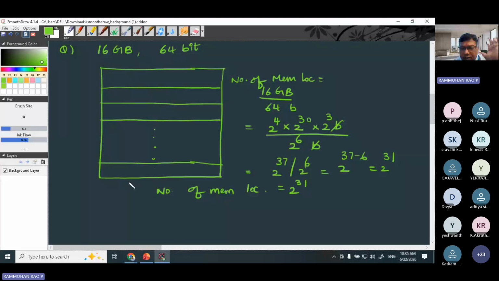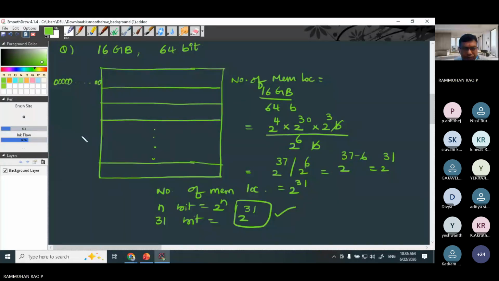If I use binary code, then how many bits do I need? Same formula. If I use n bits, I'll get 2 power n combinations. If I use a 31-bit address, a 31-bit binary code, I'll get 2 power 31 combinations. How many memory locations do I have? 2 power 31. So I'll be using a 31-bit binary code. With a 31-bit binary code, I will get 2 power 31 different memory locations. So the answer is not yet complete.